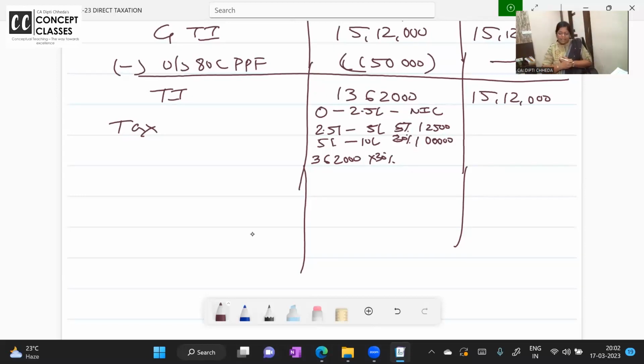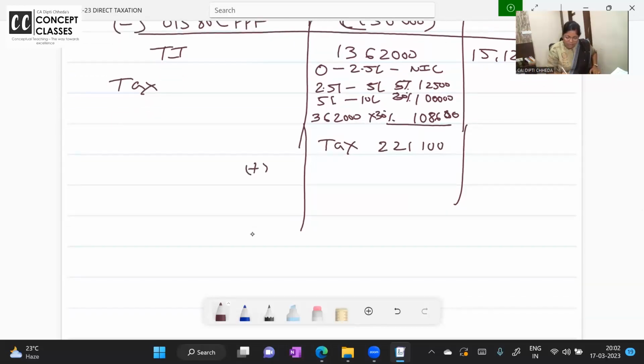Are you all clear? Anyone needs help for the tax calculation? We have done it yesterday also. But still, if you have doubt, poocho. Up to 10 lakhs, the tax is always 1,12,500 for normal cases here. And beyond that, whatever you get, see the 30%. So what is the tax? 2,21,100. On that, what is the cess? 4%. 8,844. So what is the tax payable?